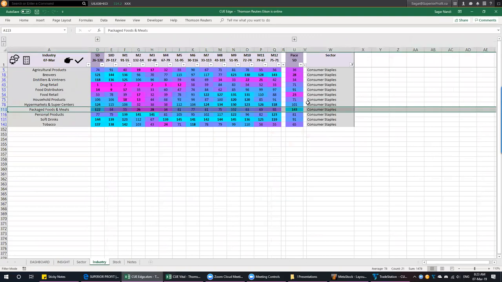packaged foods and meats. It's also accelerating and it was weak earlier, but over last 5 days, and this is not last week, this is last 5 days. So we can track the performance of sectors every day. Over last 5 days, it is improving with acceleration. So the industry is telling us that it is okay to buy a stock.